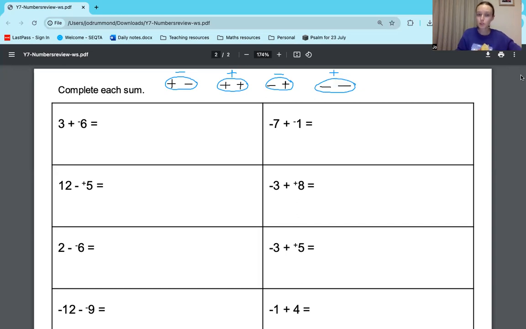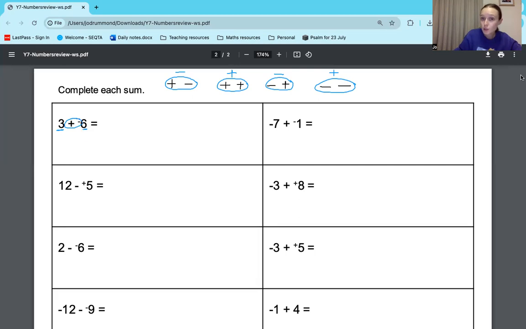Now let's work through the process of answering some of these sums. First thing I'm going to do when we see a sum is look for the numbers in the sum. You can see I've got 3 and 6. Next, I'm going to look in between those numbers and see, do I have two operations sitting right next to each other? In this case, I do. So I'm going to circle them. I've got a plus followed by a minus.